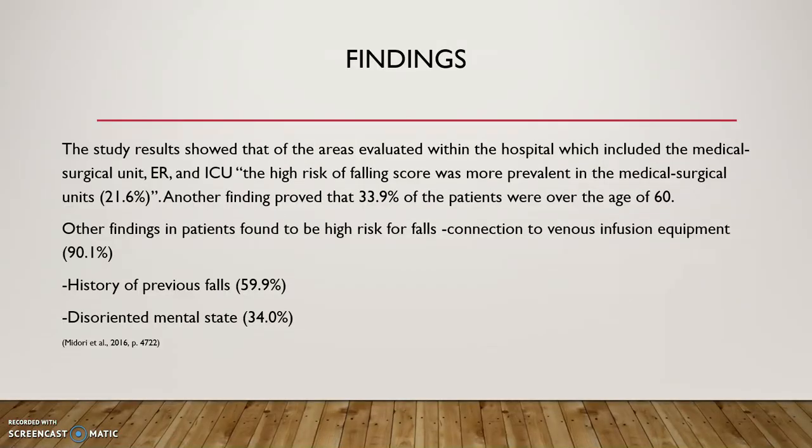Three, findings. The study results showed that of the areas evaluated within the hospital, which included the medical surgical unit, the ER, and the ICU, the high risk of falling score was more prevalent in the medical surgical unit at 21.6%. Another finding proved that 33.9% of the patients were over the age of 60.